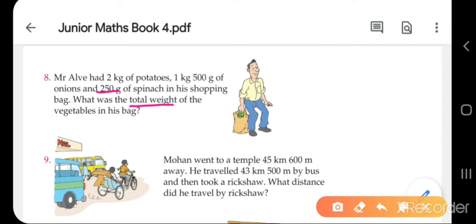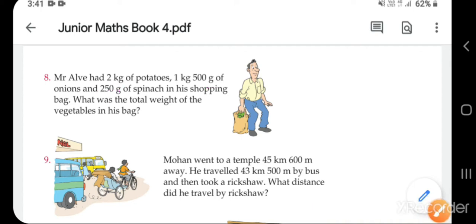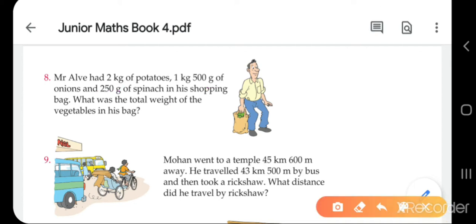For getting the total quantity of anything, you have to add the things. First of all I want to tell you one thing, that kg and gram are units to measure something that is solid. So let's start. You can write the kg and gram.